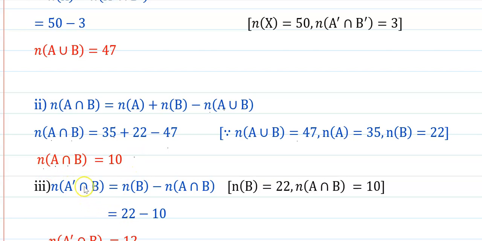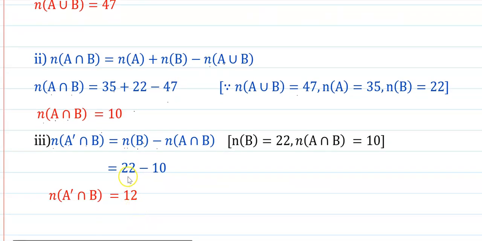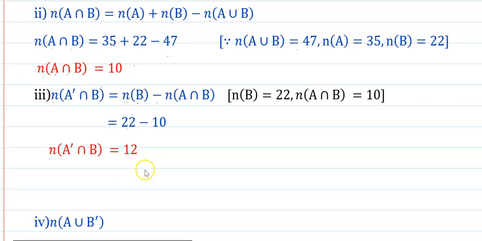Next, this is also an important formula, that is n of A complement intersection B is nothing but n of B minus n of A intersection B. And suppose if B complement was here, then it would be n of A minus n of A intersection B. Okay, substitute the value, that is 22 minus 10, then you will get 12.